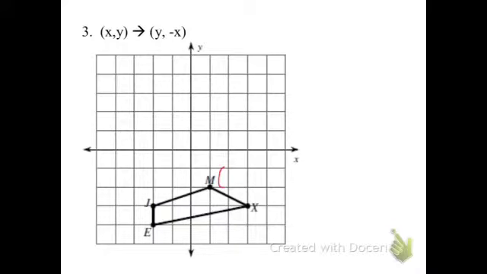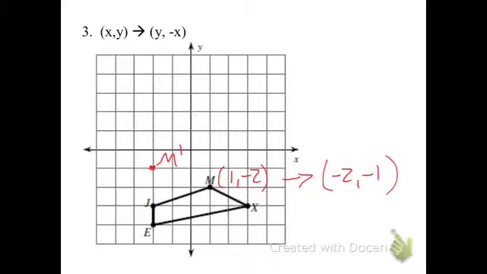M is currently at (1, -2). If I switch the order, I will get (-2, 1). And I need to switch the sign on the second coordinate. So I'm going to get -1. So (-2, -1) is where M prime is going to be.